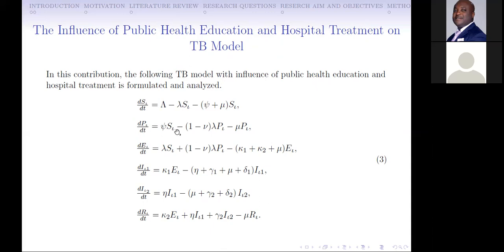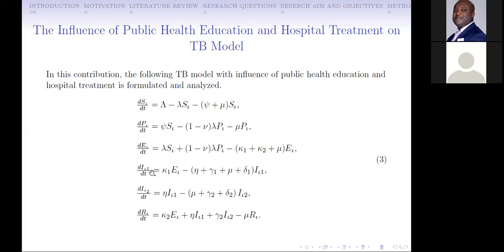The second equation represents the dynamics of public health education. The third equation represents the dynamical behavior of exposed individuals. And the fourth equation represents the dynamics of individuals who are infected with TB, but they stay at home.